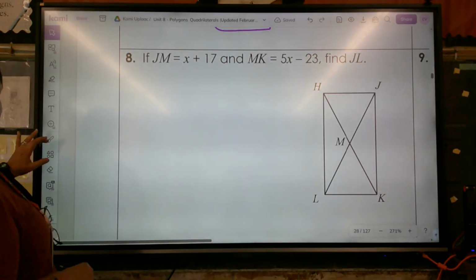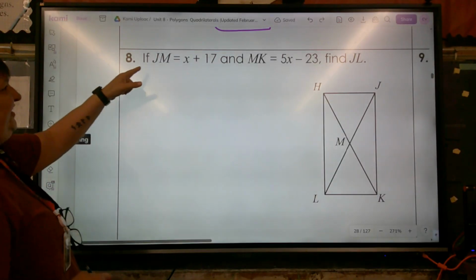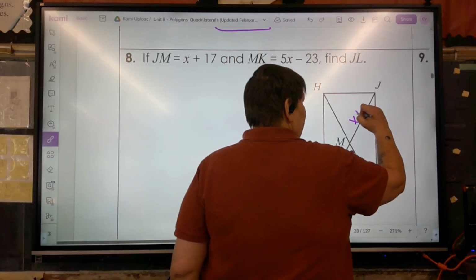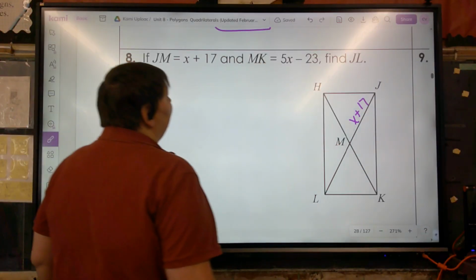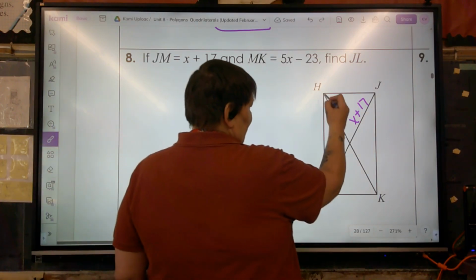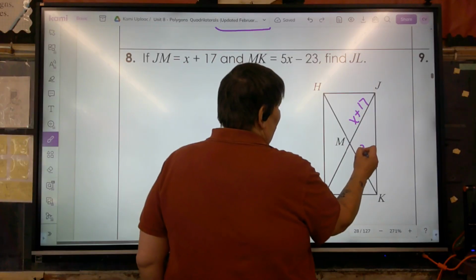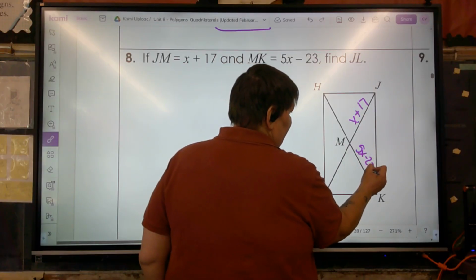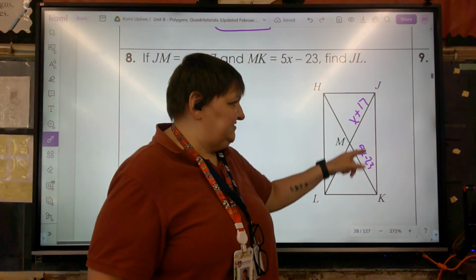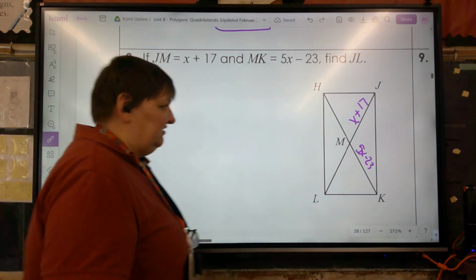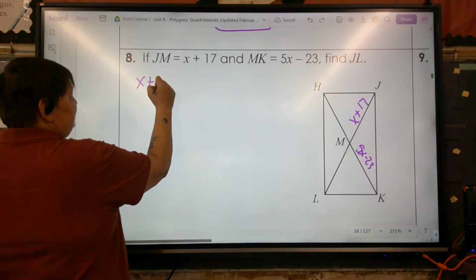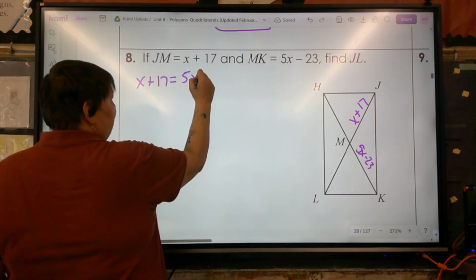All right, let's put our information in. JM is x plus 17. So this is x plus 17. MK is 5x minus 23. They're all congruent, so this piece is equal to this piece. So first we solve for x. So x plus 17 is equal to 5x minus 23.